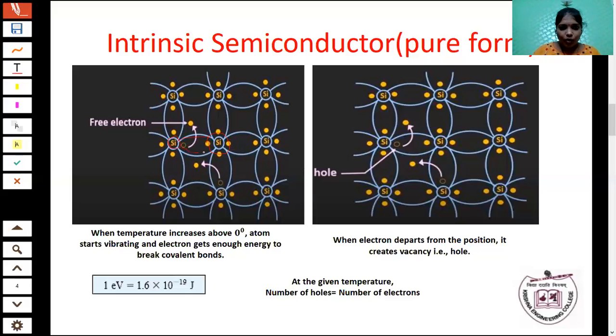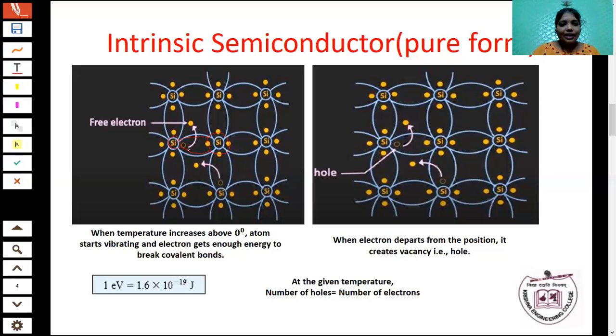What is the meaning of covalent bond? These two silicon atoms are going to share the electrons. Okay. So sharing of electrons is called the covalent bond. So here this blue line, that is, this association, represents the covalent bond between the two silicon atoms. So these two atoms are sharing an electron.